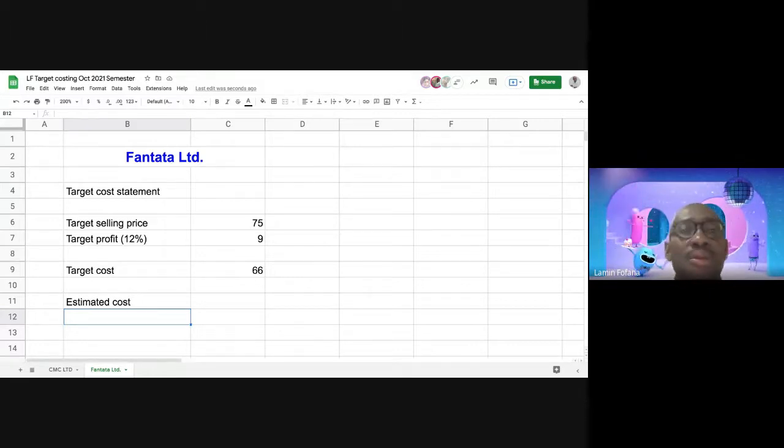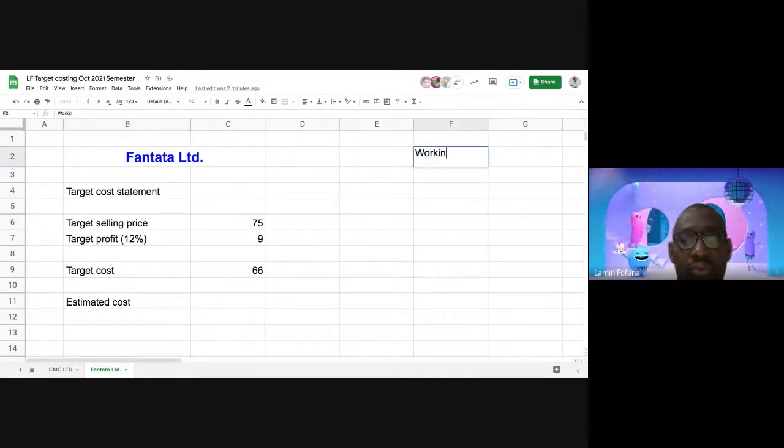So we're going to do that immediately, but what we're going to do is do our assumptions or our workings. I'll just go to F2, then I'll say workings.